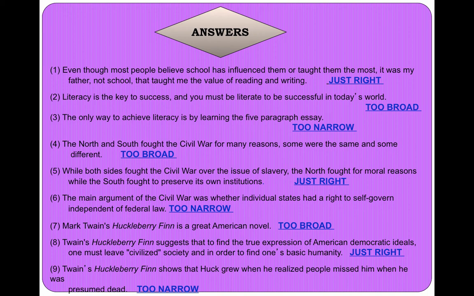7. Mark Twain's Huckleberry Finn is a great American novel. Too broad. 8. Twain's Huckleberry Finn suggests that to find the true expression of American democratic ideals, one must leave civilized society in order to find one's basic humanity. Just right. 9. Twain's Huckleberry Finn shows that Huck grew when he realized people missed him when he was presumed dead. Too narrow.